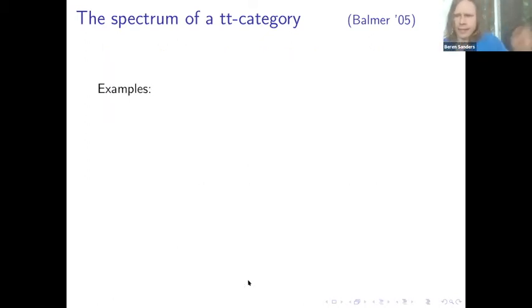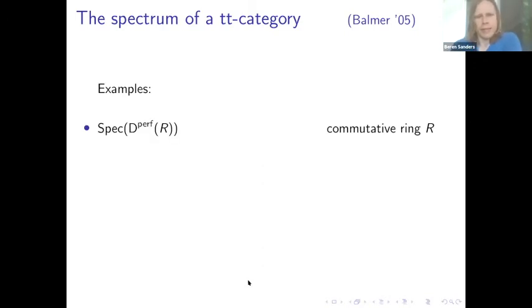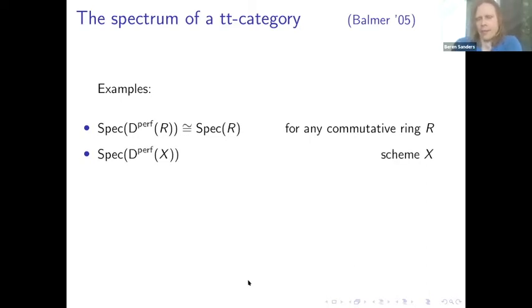So if we look at the examples that I previously mentioned, for example, if we take the derived category of perfect complexes of a commutative ring, we can consider the Balmer spectrum. And what we get is we just recover the ordinary prime ideal spectrum of the commutative ring. Similarly, if we take the derived category of perfect complexes of a scheme, so this is just more generally, if we take the Balmer spectrum of the derived category of perfect complexes of a non-pathological scheme, we recover the scheme.